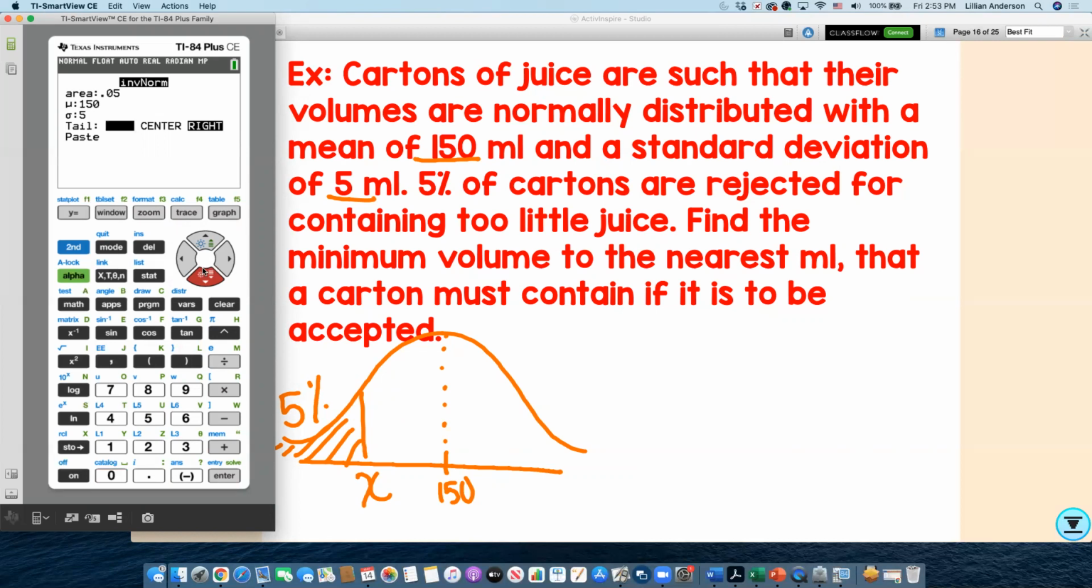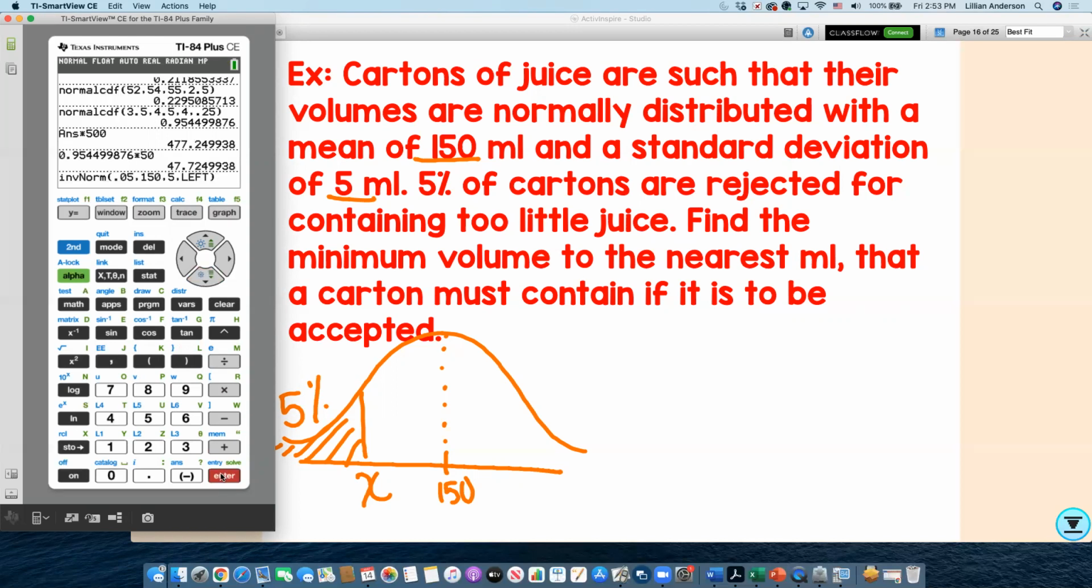To the left. So I want to make sure left is highlighted. For those who don't have the tail, you don't have to worry about doing this because the area is already shaded to the left. I go down to paste and click enter. That is the value of X. That's the number of milliliters that when it goes below that value, that's when they got to reject it because it has too little juice.